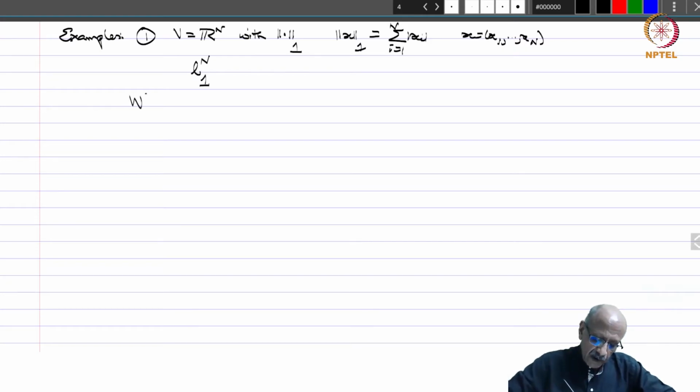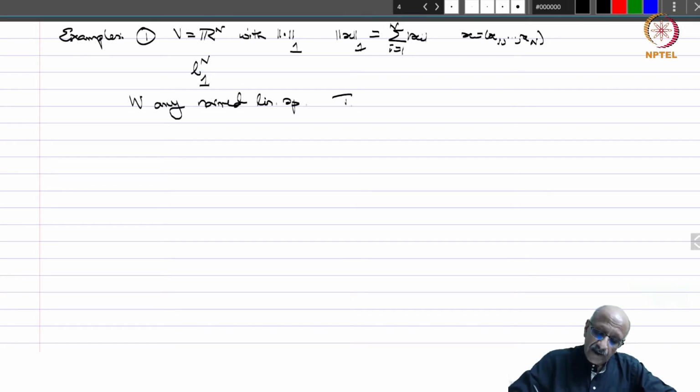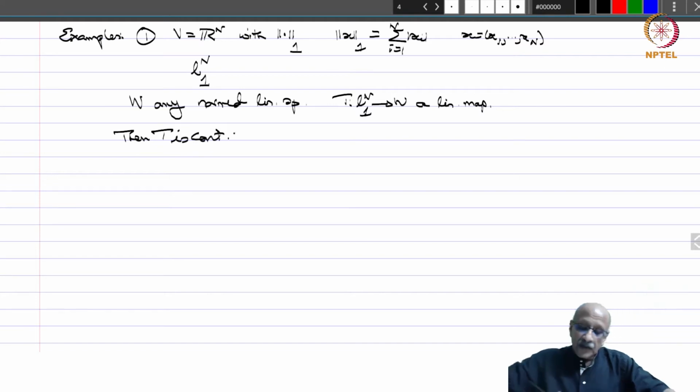Okay. W, any normed linear space, and T from l^n_1 to W, a linear map. Then T is continuous. So every linear map from l^n_1 into any normed linear space is automatically continuous.